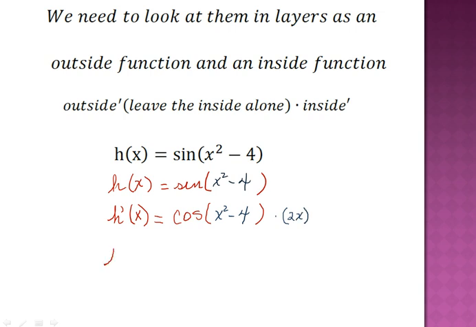For my final answer, I'm just going to clean it up and bring that 2x in front so it doesn't accidentally get sucked inside the cosine because we're not allowed to alter our angles. So I put the 2x multiplying in front times the cosine of x squared minus 4. And this is my final answer.